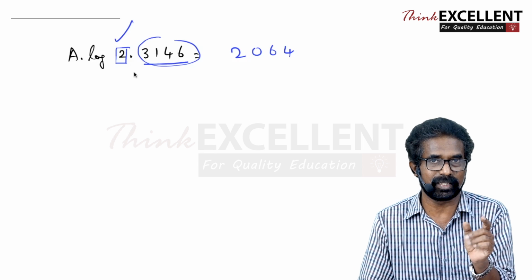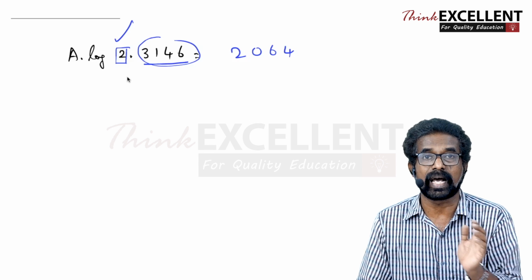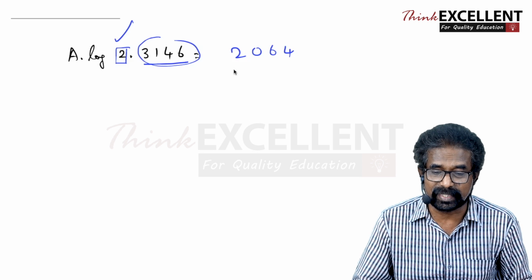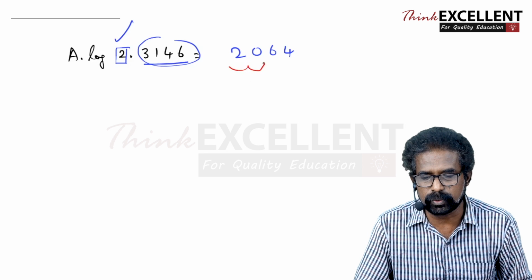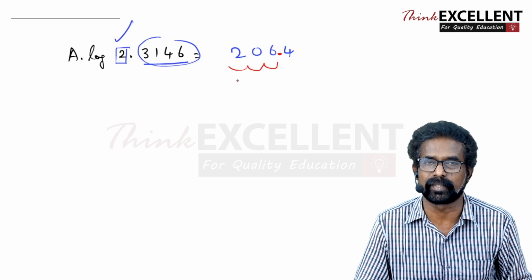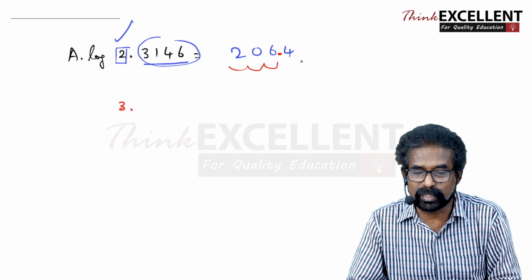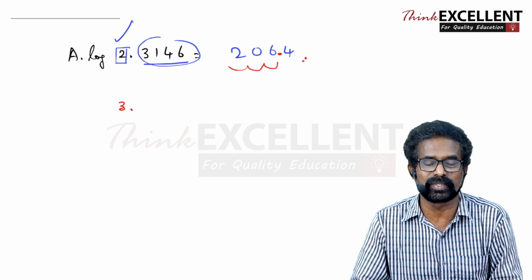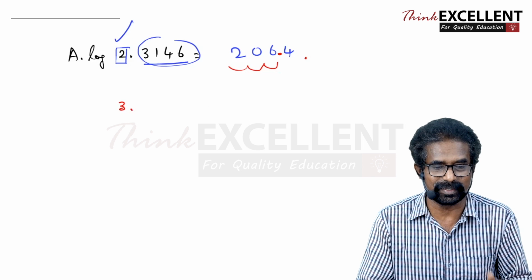Now what is the use of this 2? Before the point there is a 2, the characteristic. If 2 is there, you keep the point after 3 digits from the left end. From here, you count 3 digits: 1, 2, 3. So you keep the point here. Suppose it is 3, after 4 digits you keep the point. The point should come at the end. Suppose 5 point something. Let us see how to do that.